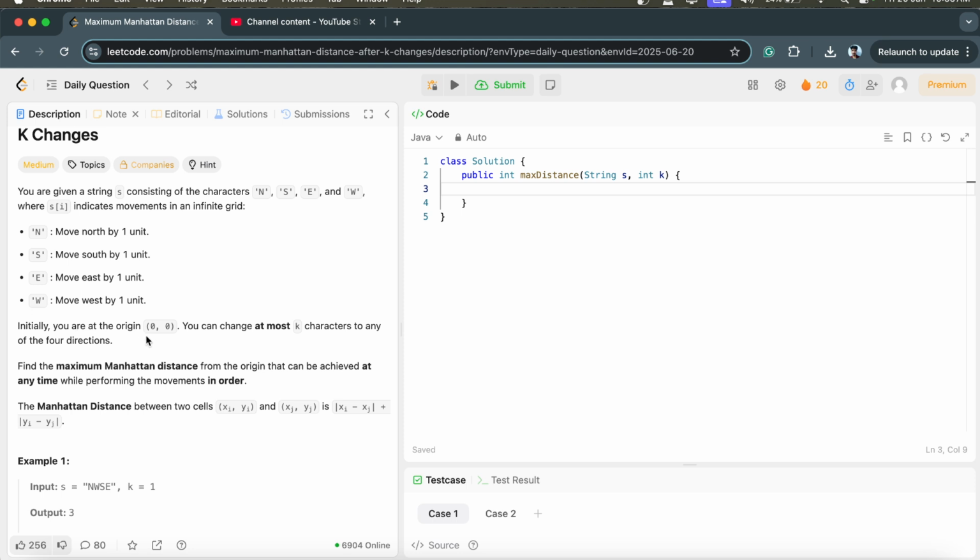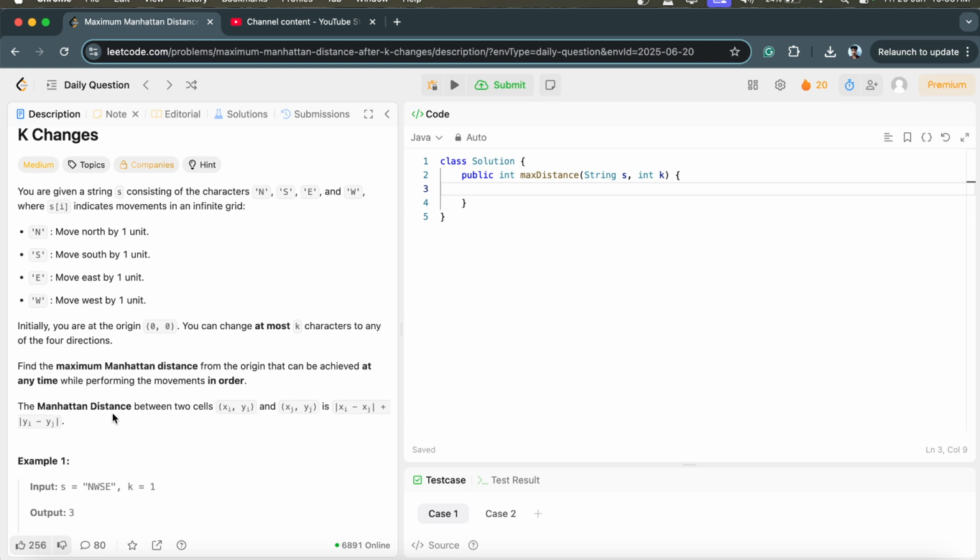So initially we are at the origin, 0 0. You can change at most k characters to any of the four directions. Okay, so yes, we can modify these characters in the string to any of the remaining directions that we have. Find the maximum Manhattan distance from the origin that is achieved at any time. Okay, we have to focus on this one: at any time while performing the movements in order.